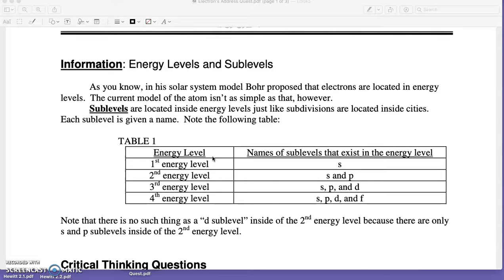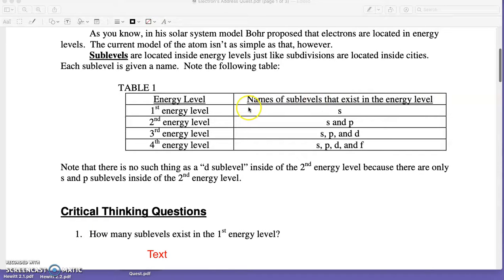Each sublevel is given a name. Here's the following table, and this is important. The first energy level has S, the second energy level has S and P sublevels, the third energy level has S, P, and D sublevels, and the fourth energy level has S, P, D, and F sublevels. Something to note: if we're in the second energy level, there's no such thing as a D sublevel, only S and P, because there are only S and P sublevels inside there. So the energy levels will tell us that.